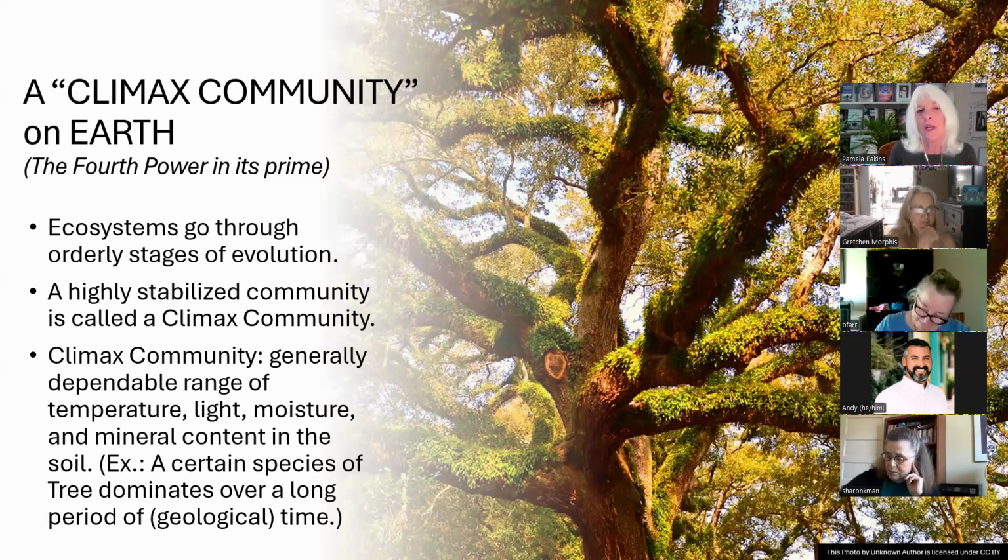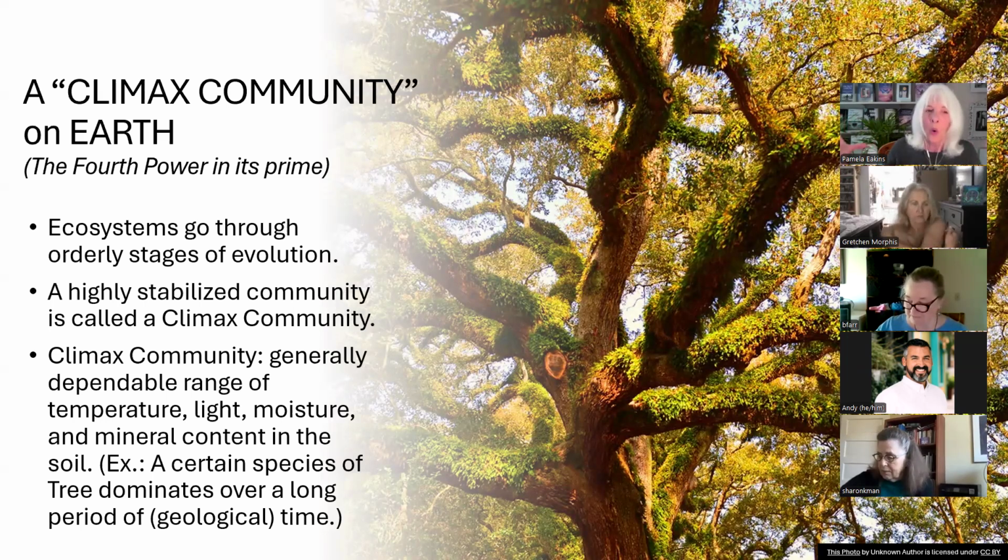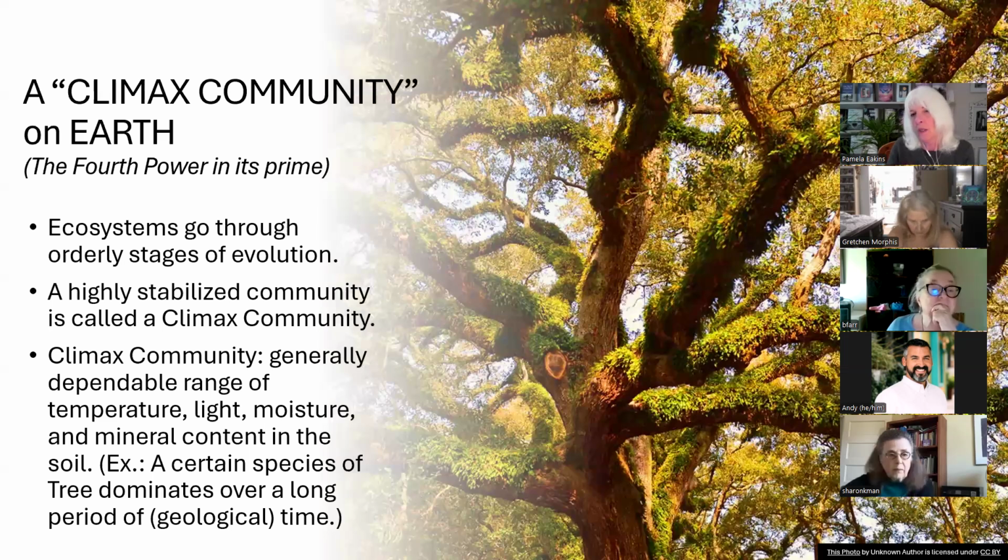Okay, so a climax community is when, first of all, any ecosystem goes through orderly stages of evolution. And a highly stabilized ecosystem, a community, is called a climax community. And this is where all kinds of beings are working together to support a whole ecosystem. A climax community generally needs a dependable range of temperature, light, moisture, and mineral content in the soil. And then you've got a whole community that comes forth.